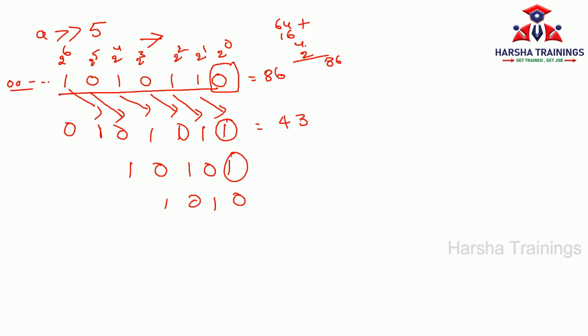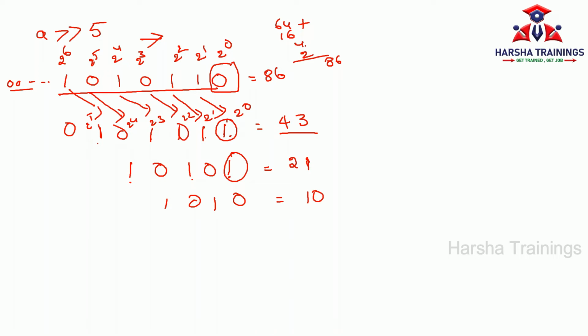Check whether it is right or wrong. See, 2 power 0, 2 power 1, 2 square, 2 cube, 2 power 4, 2 power 5. 2 power 5 in the sense 32 plus 8, 40, 40 plus 2, 42, 42 plus 1, that is 43. Now here the answer is 21. See, 16 plus 4, 20, 20 plus 1, 21.